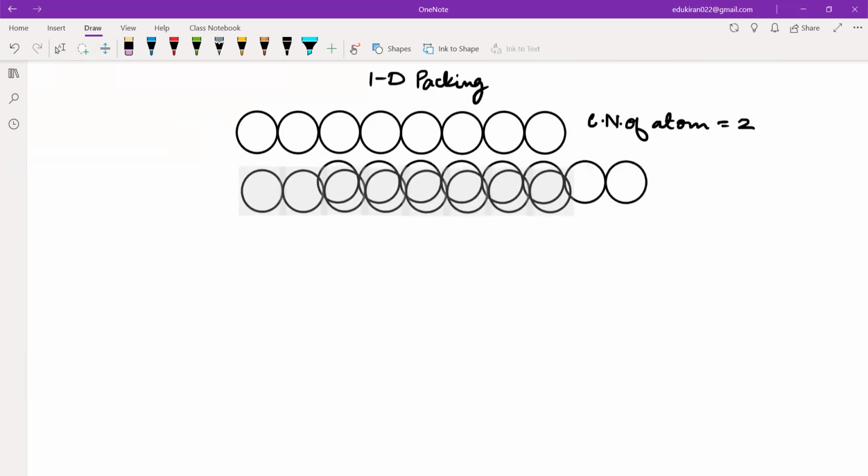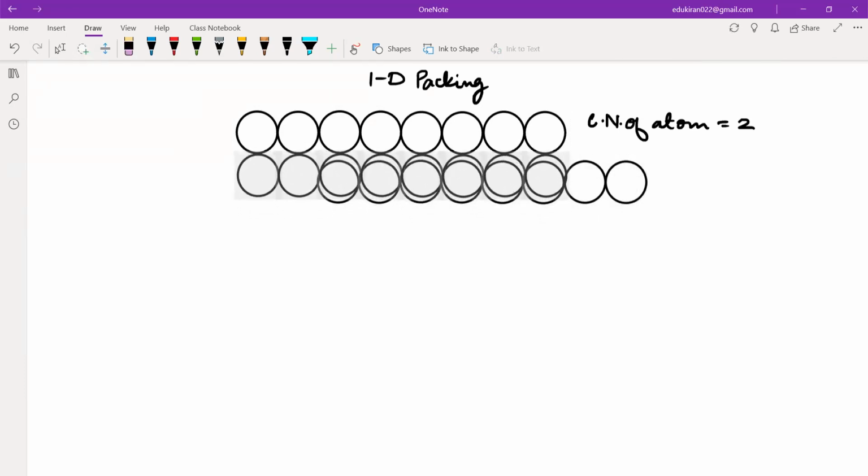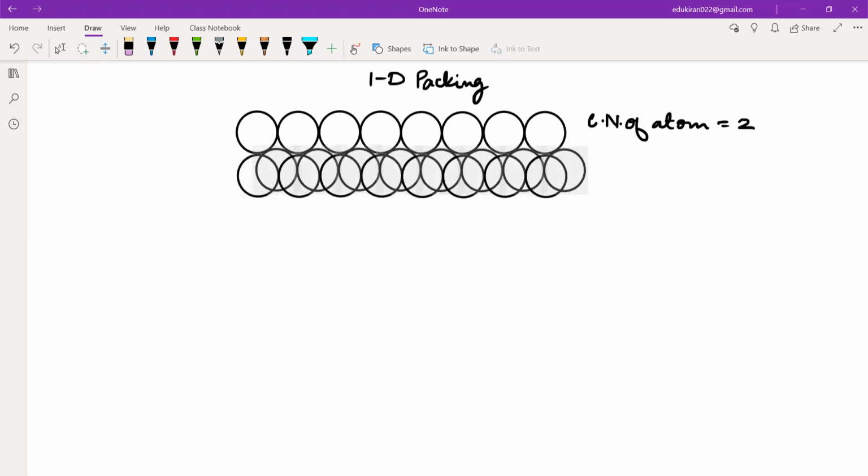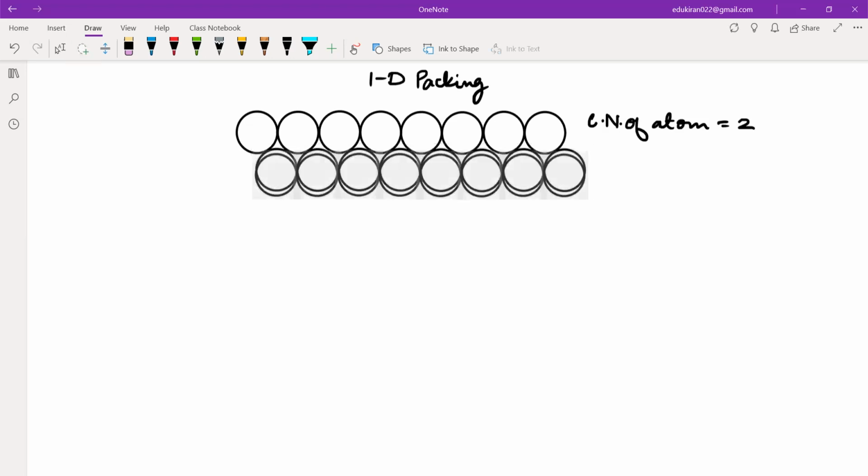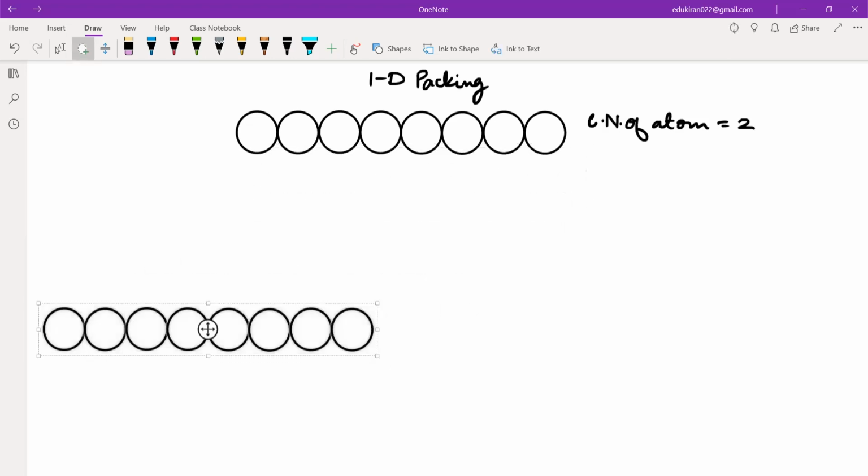And I can place the atom just beneath the atoms. So I will have atoms under atom, or what I can do, I can put these atoms here also in the depression. Correct? Yes or no? These are the two cases that we can have, right? So while we are going from 1D packing to 2D packing, there are 2 different options.